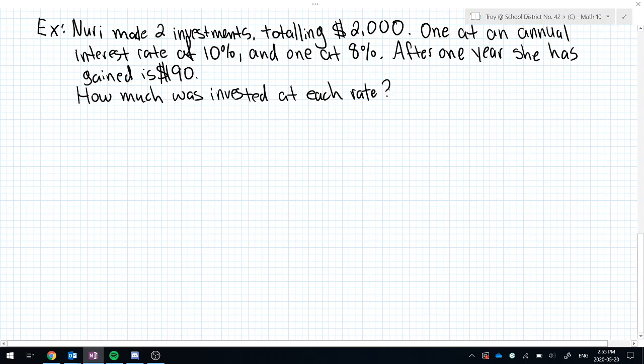Okay. So what do we got to do? We got two variables here. We got two bank accounts, two different interest rates. So ultimately, we want to set our x and our y to be equal to what we're trying to solve for. So we're trying to solve for the amount of money that went into the 8% investment, and also the amount of money that went into the 10% investment.